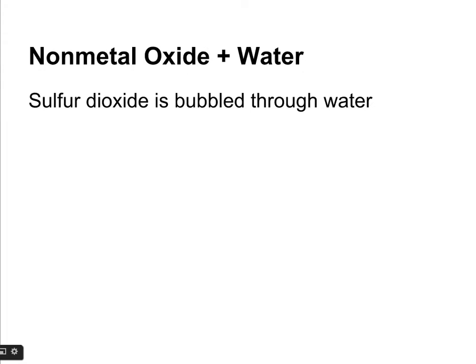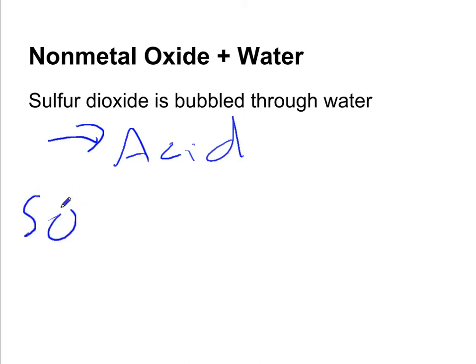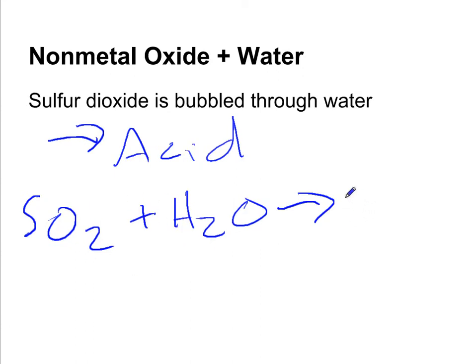Anytime you see a non-metal oxide and water, your product is always going to be an acid. Always going to produce an acid of some kind. So let's look at this example. Sulfur dioxide, that's SO2, is bubbled through water. We know our product has to be an acid. Acids start with the hydrogen ion. These are all going to combine into one weak acid.